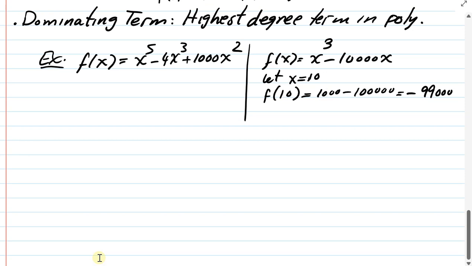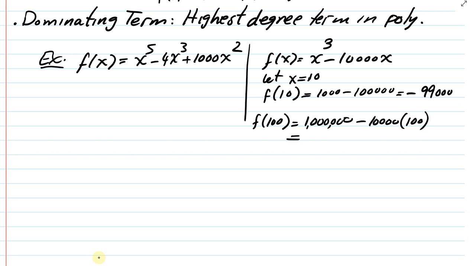But what happens as x increases? Let's do f at 100. When x is 100, well, 100 cubed is 1,000,000, isn't it? That's x cubed. Negative 100 times 10,000 is also 1,000,000. So notice how the x cubed caught up to that x term. Now the difference is 0.